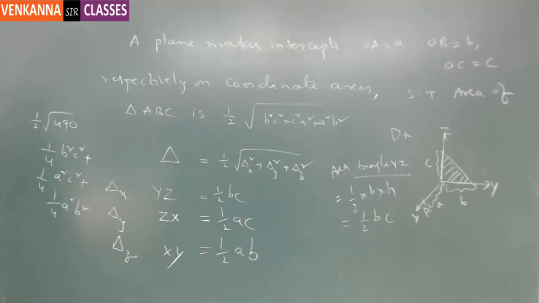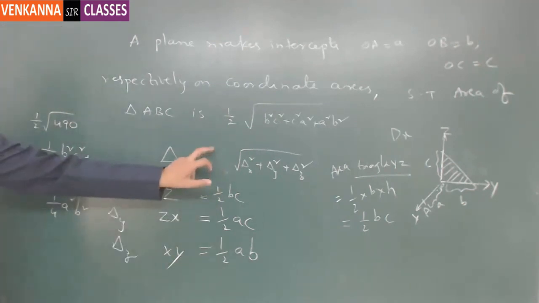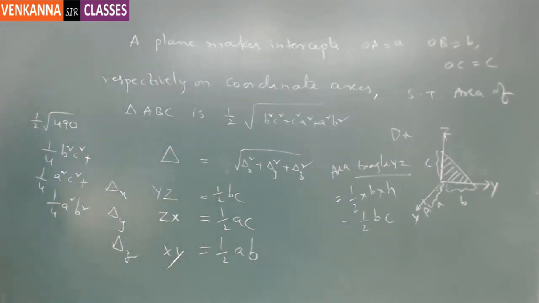Because the formula is delta is equal to, see actually this is, 1 by 2 is not there, right? The formula is just square root of delta x square plus delta y square plus delta z square. That is the only formula. Sorry, I misplaced half there. So 1 by 2 into square root of b square c square plus c square a square plus a square b square is the value. Fine now?